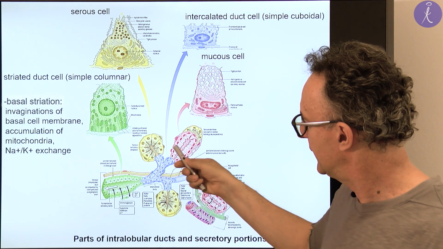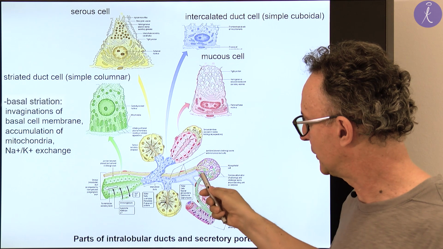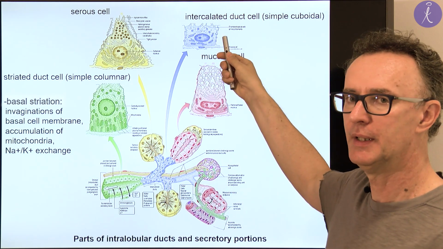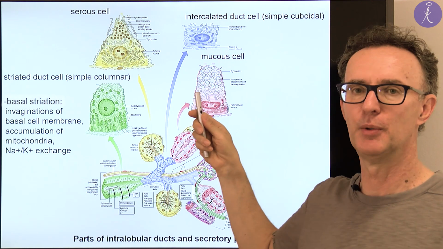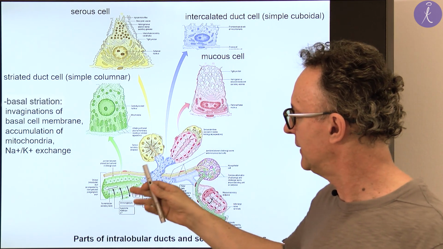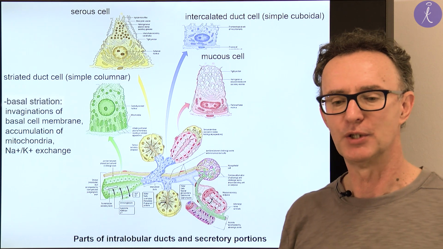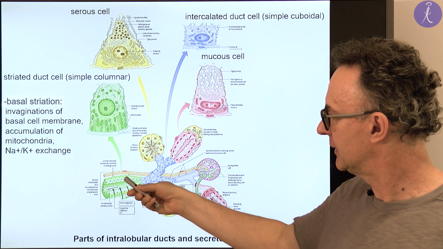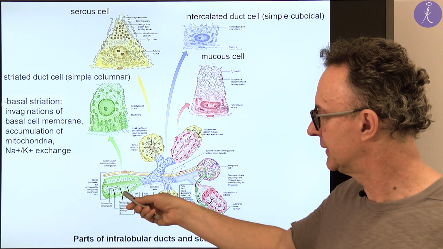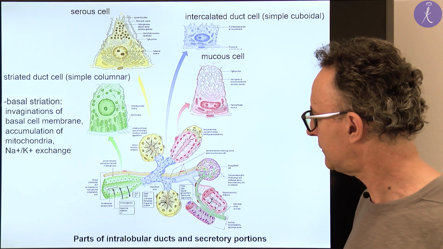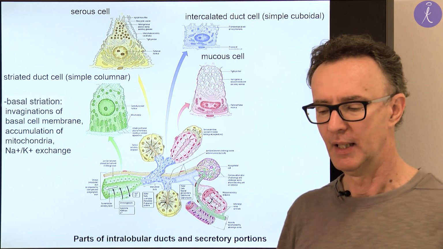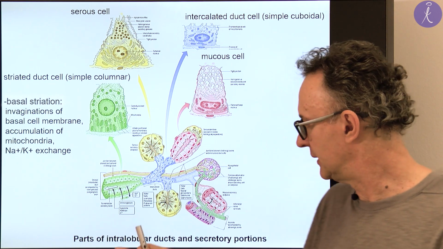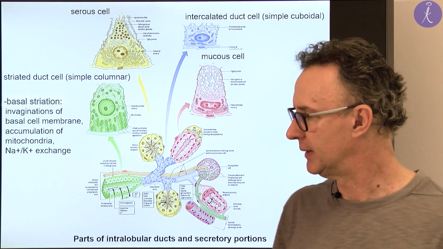At the beginning, as the continuation of the secretory portions, we have a so-called intercalated duct, which I labeled in blue here, and this has a simple cuboidal epithelial lining. Then it continues in the green. This is the so-called striated duct, which has a columnar appearance, a simple columnar epithelial lining. Both ducts are found still within the lobule. These are called intralobular ducts.